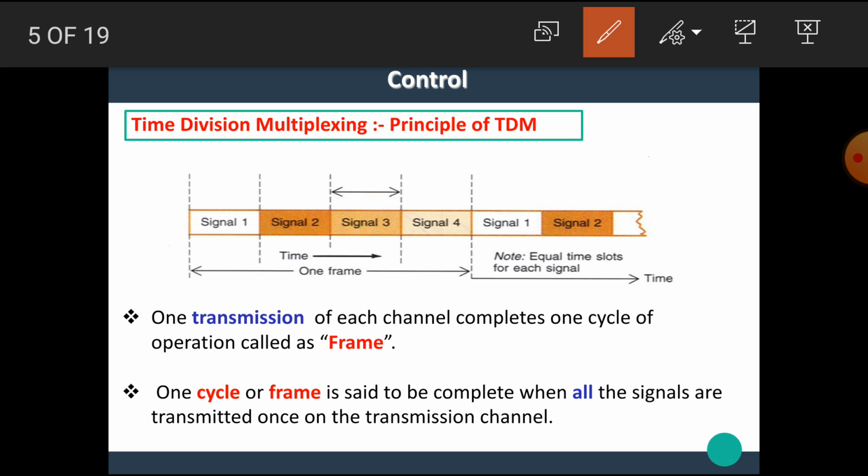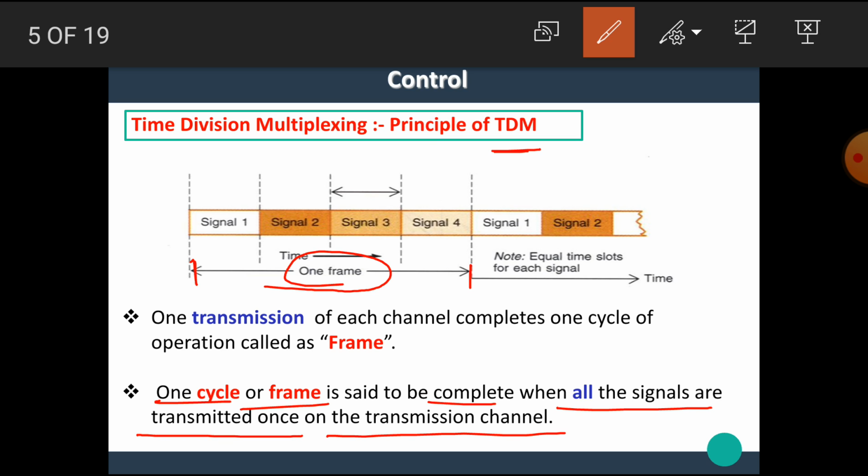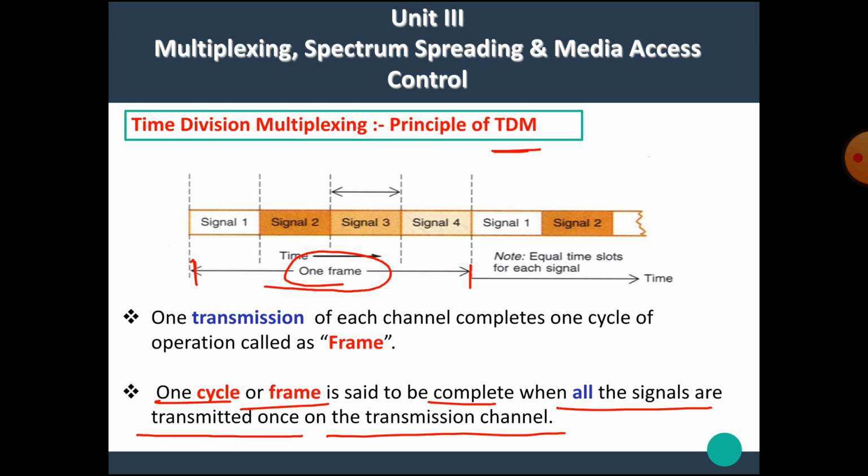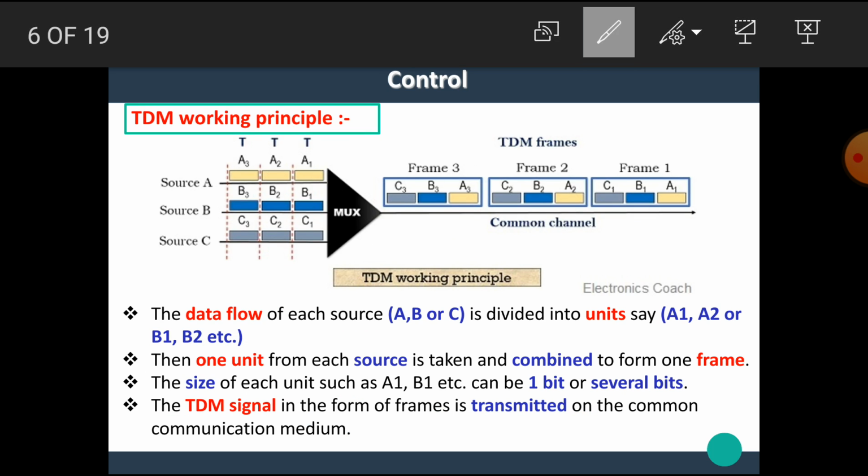Let's see once again. In time division multiplexing, the data is transmitted in cycles, and here the cycle is known as the frame. One cycle or frame is said to be complete when all the signals are transmitted once on the transmission channel. Okay, let's see the TDM working principle. Here the detailed TDM working principle is shown.